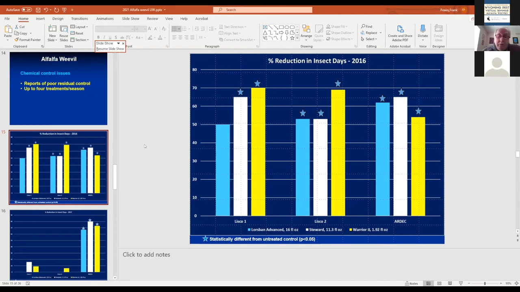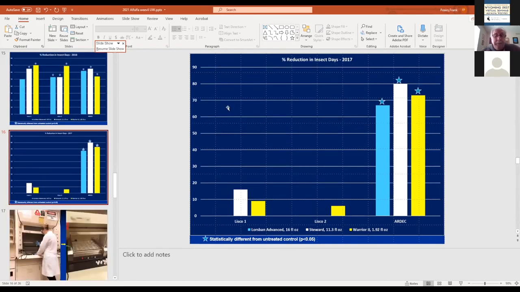So, because that was not what we expected, I thought we would repeat the same study, and we did in 2017. Same locations, same insecticides, same rates. And in the second year, all three modes of action failed to control alfalfa weevil at both locations.